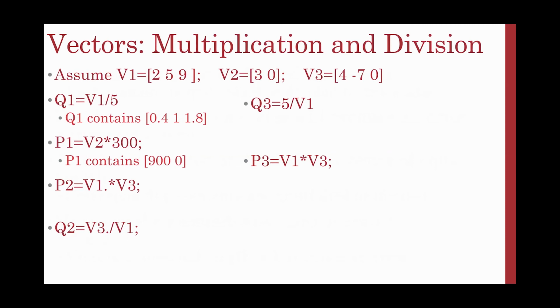I define a variable p2 as v1 dot times v3, which means I want to do element-wise multiplication. It's going to multiply each element of v1 by its corresponding element in v3, so the first, the second, and the third. So you have 2 times 4 is 8, 5 times -7 is -35, and 9 times 0 is 0. The same goes if I define a variable q2 and I say I want v3 divided by v1. So q2 is going to contain the element-by-element division. So we have 4 divided by 2, -7 divided by 5, and 0 divided by 9.